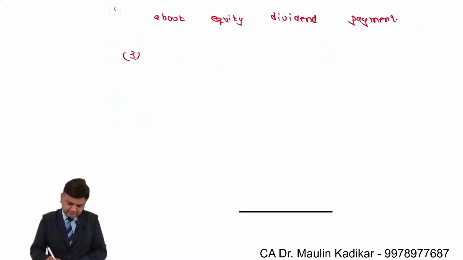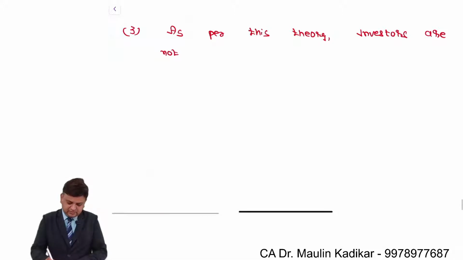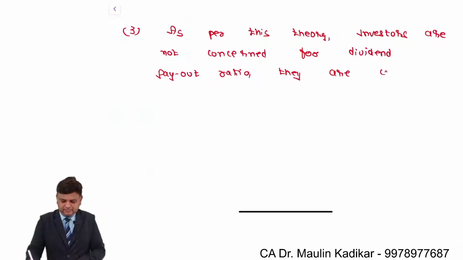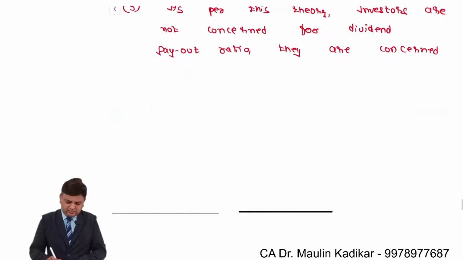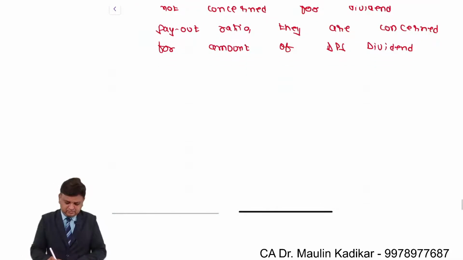Third point: as per this theory, investors are not concerned for dividend payout ratio, they are concerned for the amount of dividend per share. Full stop.